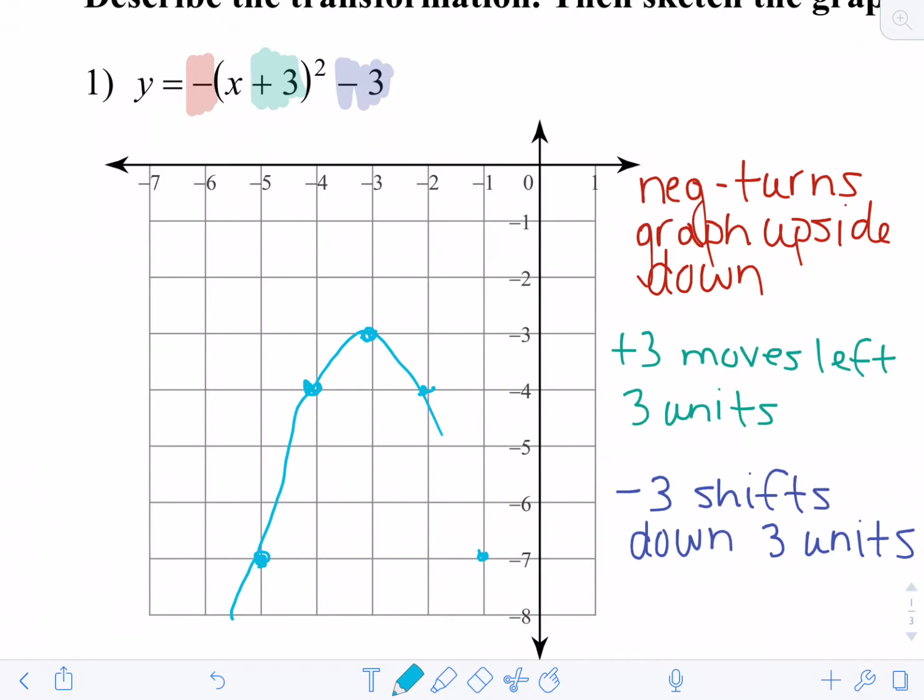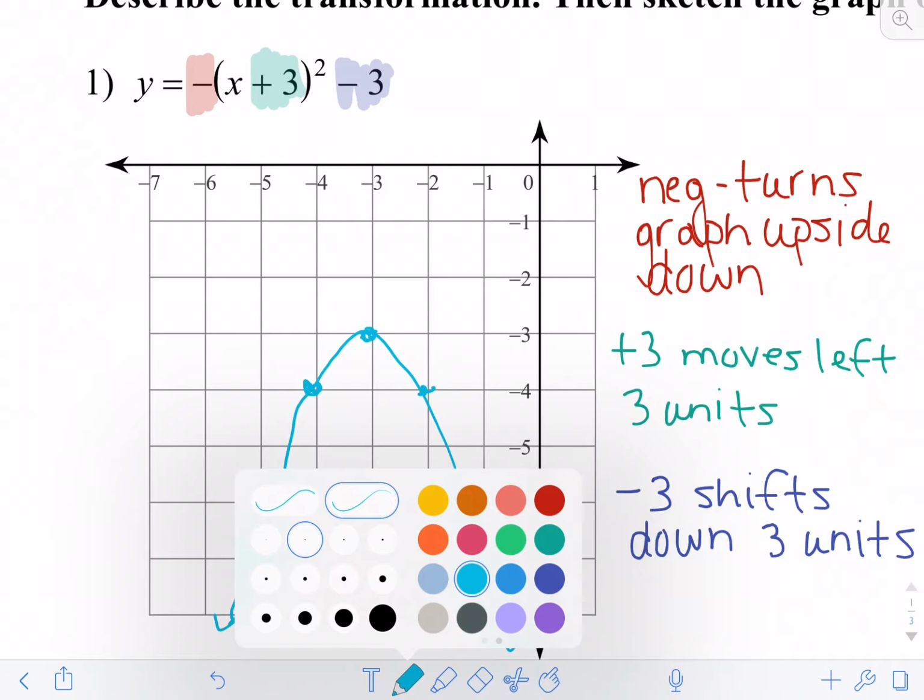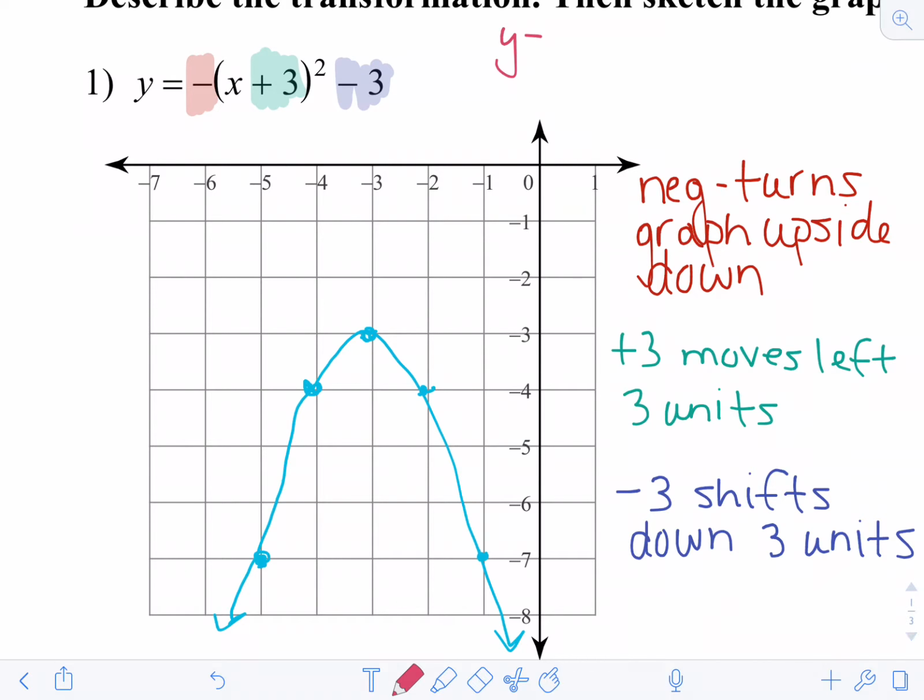When I say all this stuff is happening to it, I'm comparing this to the parent function. Your parent function is y equals x squared, and I'll draw a little sketch up here. On your graph, it starts at the origin and looks like this. If you notice, that negative turned it upside down. Then we went 3 units to the left, and then 3 units down. So that's how we ended up in this quadrant.